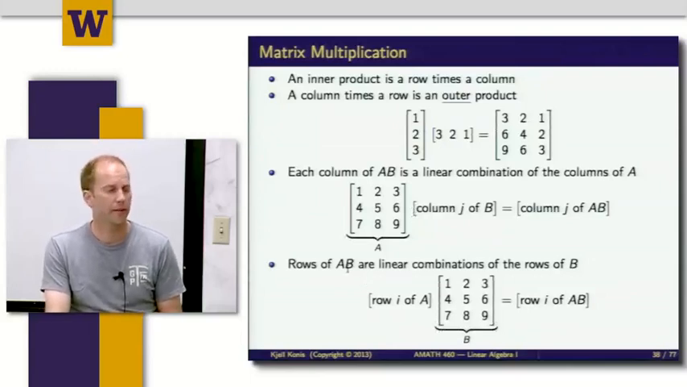And then I can get a similar result. The rows of the product, so row i of AB, are going to be linear combinations of the rows of B. This is sort of how I want to think about it. I take one row of A, and that's going to give me the coefficients for the rows of B that give me row i of AB.